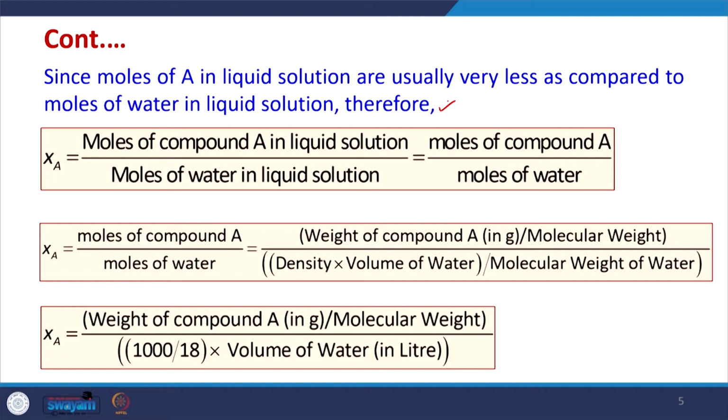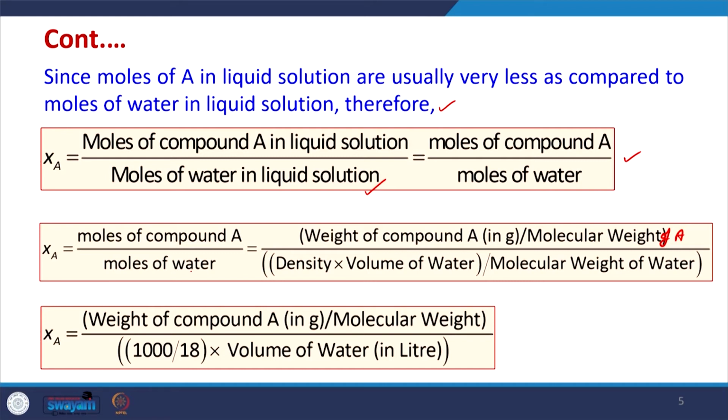Under that condition, where moles of A in the liquid solution are much less than moles of water, we can neglect the moles of compound A in the denominator, and the equation becomes moles of compound A in the liquid solution divided by moles of water in the liquid solution. Now, moles of compound A can be represented as weight of compound A in gram divided by the molecular weight of A.